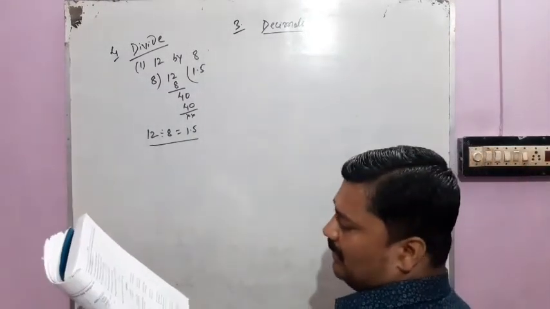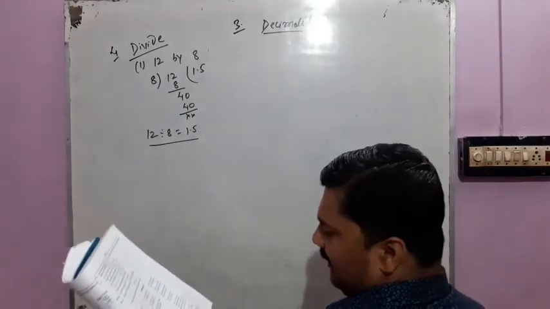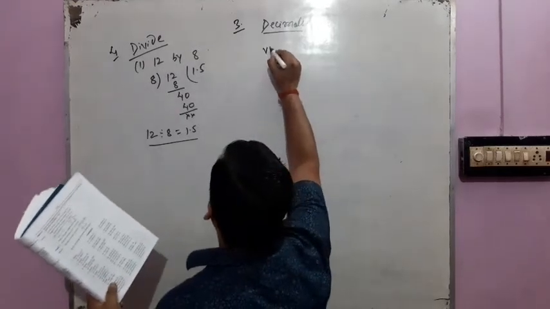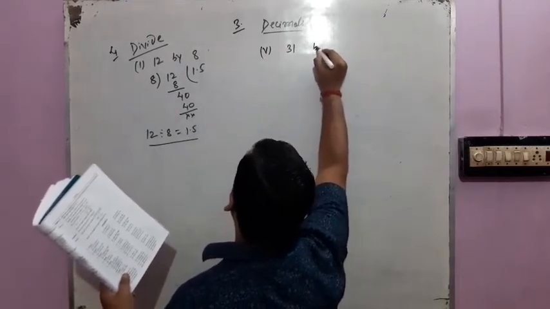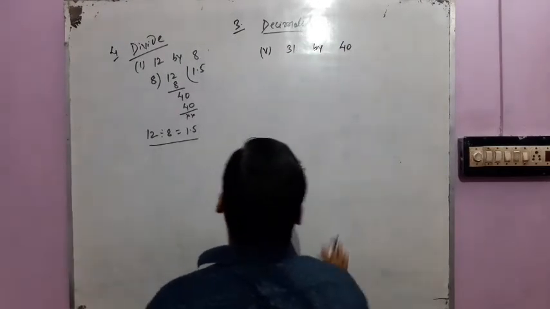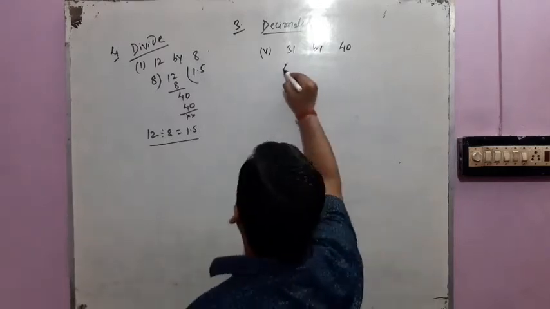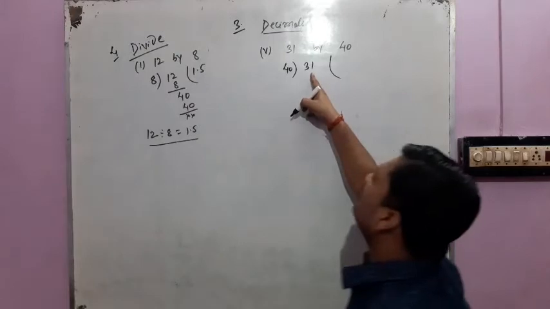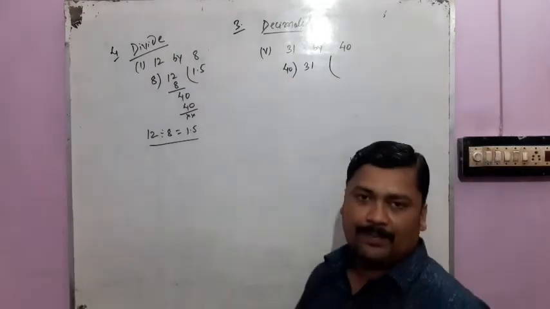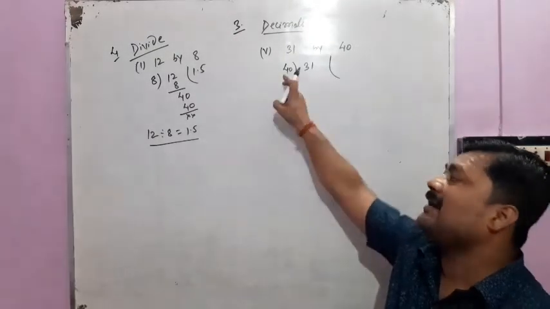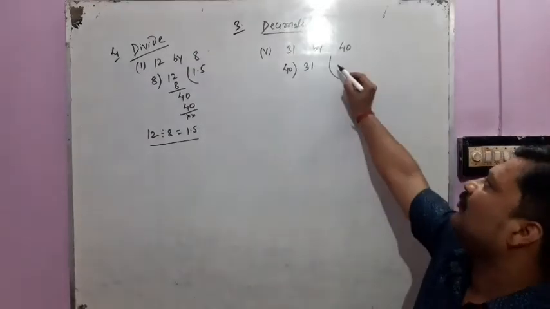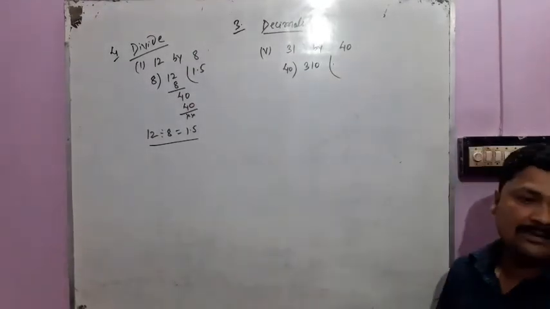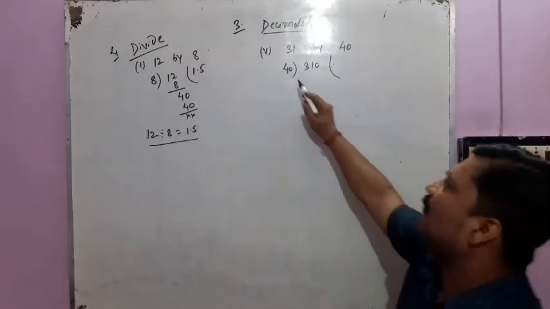Now look at the question. All questions are the same here. Look at one more question. Question number 5. 31 by 40. So here 40 is the divisor and 31 is the dividend. Now as you know, 31 is less than 40, meaning the dividend is less than the divisor. For that we have to first put a decimal here. Now the number is 310, with 40 how many times?